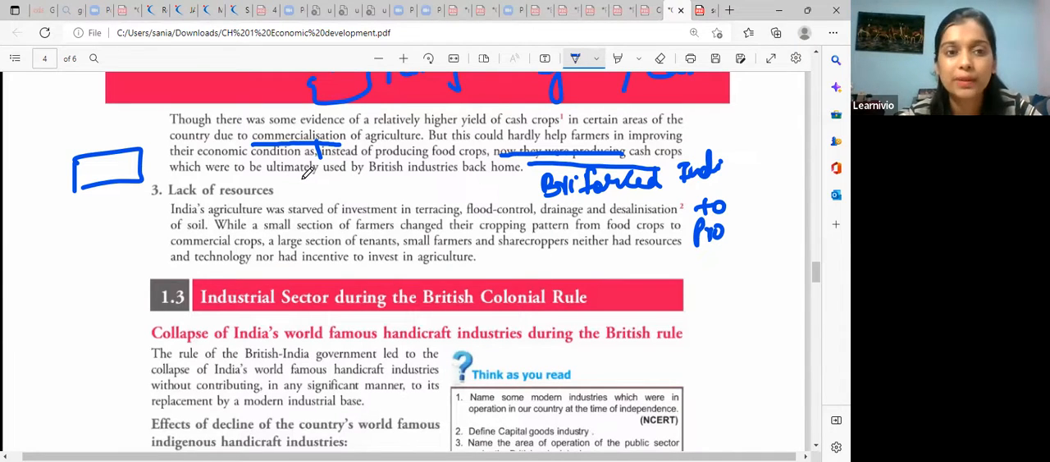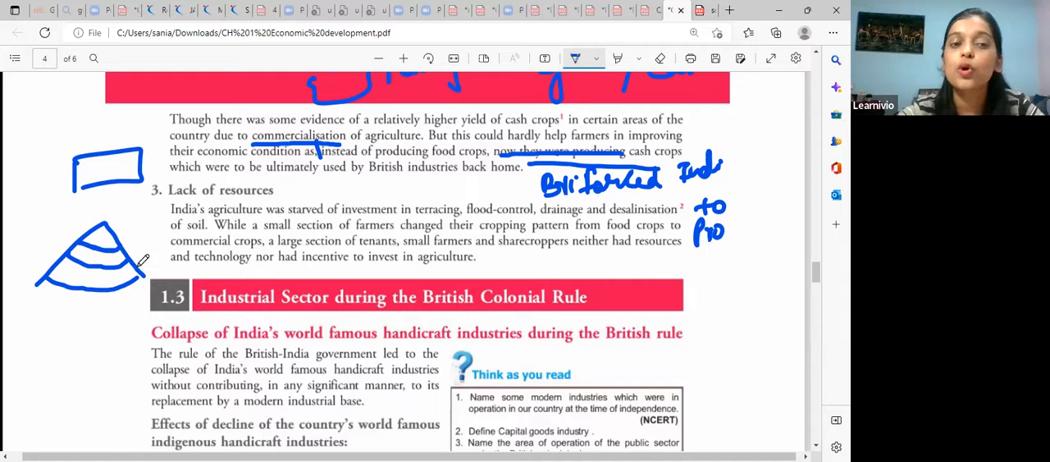So what was happening? Basically, there were different sectors where India needed investment. First, terracing. Now, ma'am, what is terracing? In hilly areas, there is no plain area, right? So in a hilly area, you do agriculture like this, first layer, second layer. This is terrace farm, right? So Indian agriculture wanted investment in terracing. If you don't want to write it like this, you can write: Indian agriculture wanted investment in terracing.